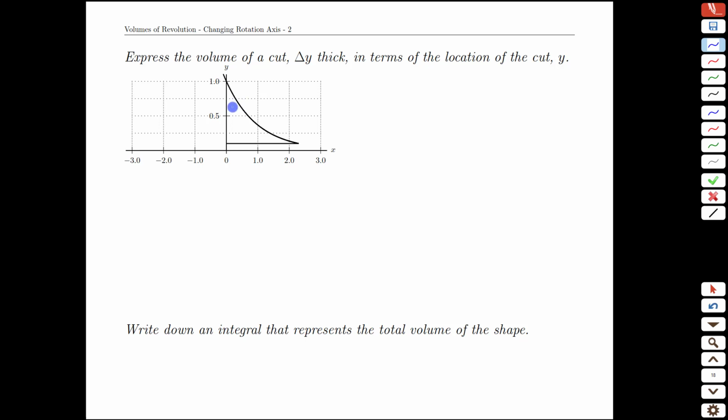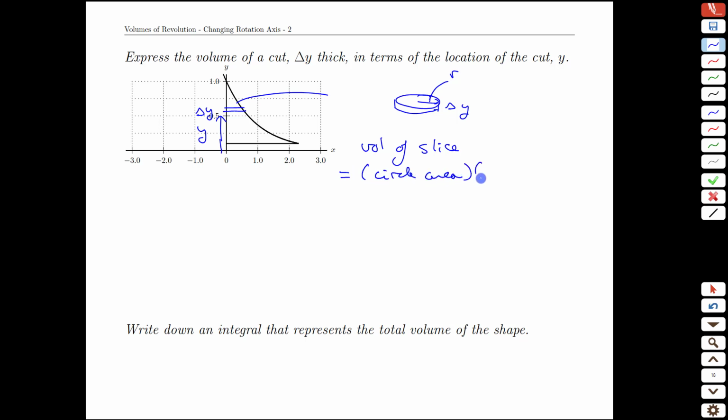We imagine then, looking on this 2D picture, taking a cut at height y and a thickness delta y, very much in keeping with our earlier approaches. When we do that, we're going to get a disk. That disk is going to have a radius, and it's going to have that thickness, delta y, and so the volume of that slice is going to equal the circle area times the thickness. We just break those down one by one. Circle area is pi r squared. The thickness we know already is going to be a small element of y, delta y. And our challenge next is to determine the radius.